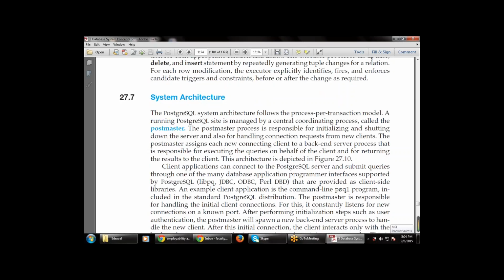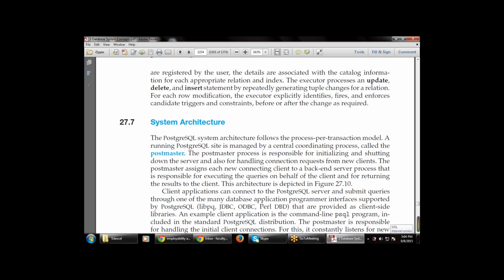Now next is the system architecture, that is the system architecture of PostgreSQL. So let's take a break right now, then move to this topic, system architecture. Back from the break. Now let's start the session again.